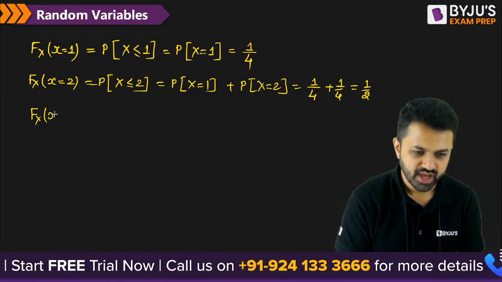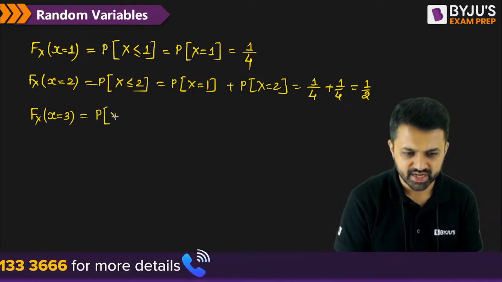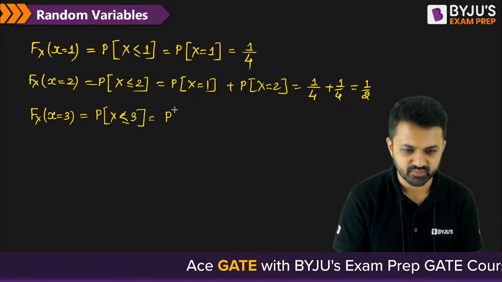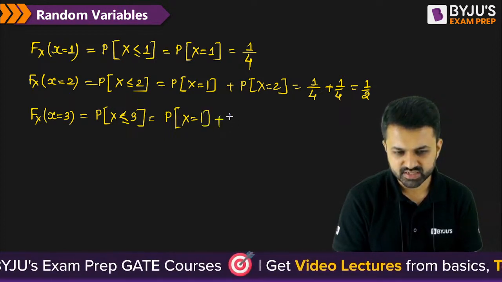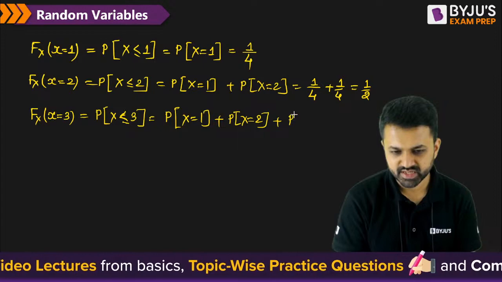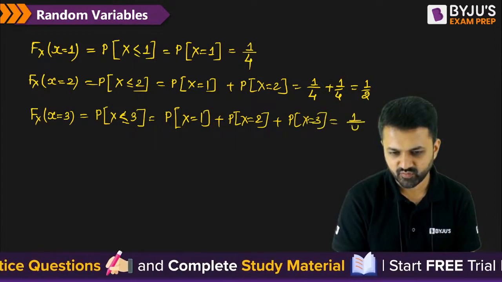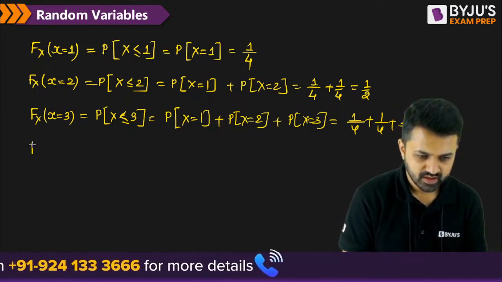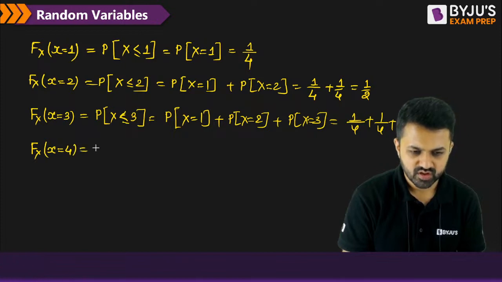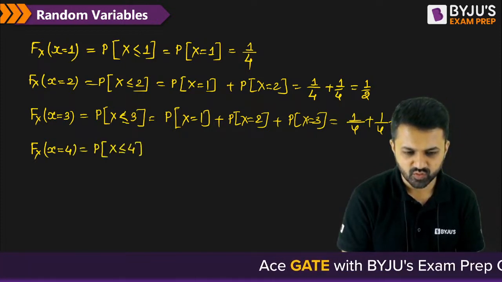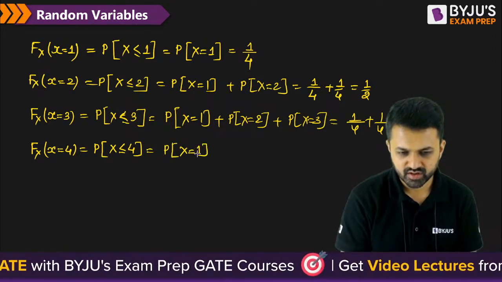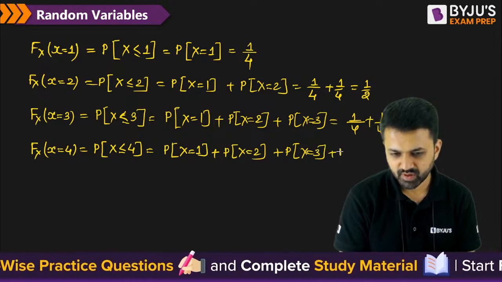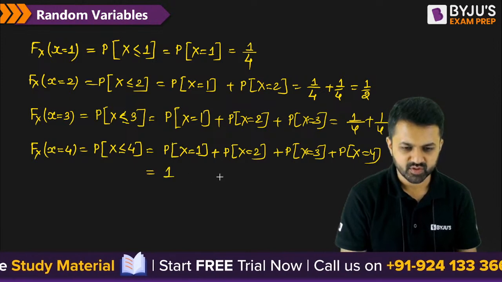Now, F of x equal to 3 means the probability that X is less than or equal to 3. In this case we get the probability that X equal to 1 plus the probability that X equal to 2 plus the probability that X equal to 3. How much will we get? 1 by 4 plus 1 by 4 plus 1 by 4 is equal to 3 by 4. And F of x equal to 4: the probability that X is less than or equal to 4 is the probability that X equal to 1 plus X equal to 2 plus X equal to 3 plus X equal to 4, and when you add all of them you will get 1.